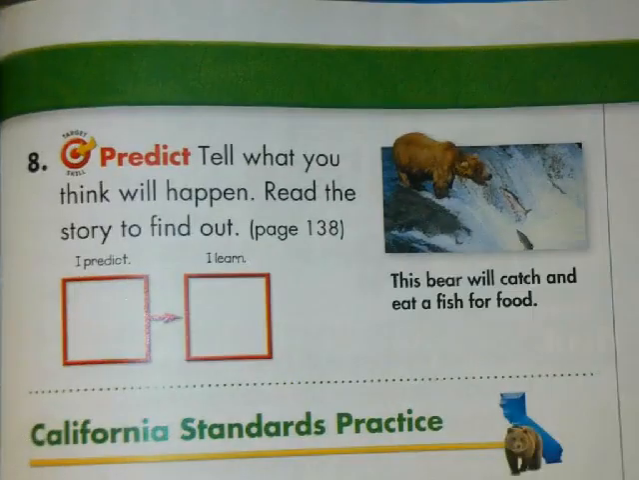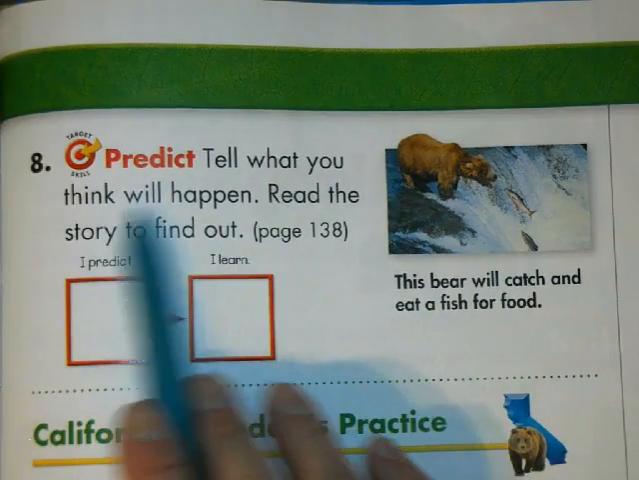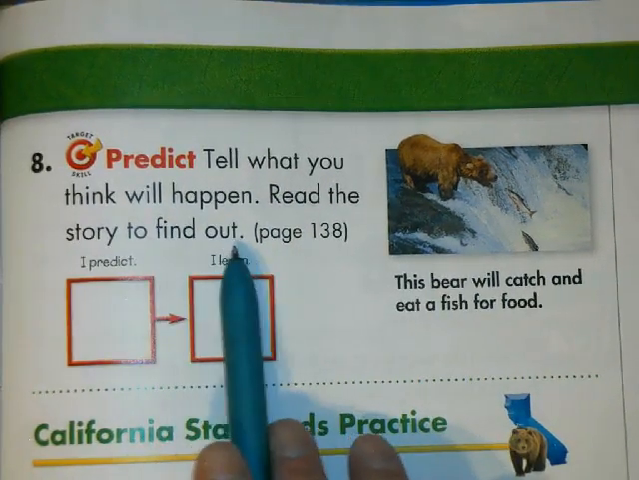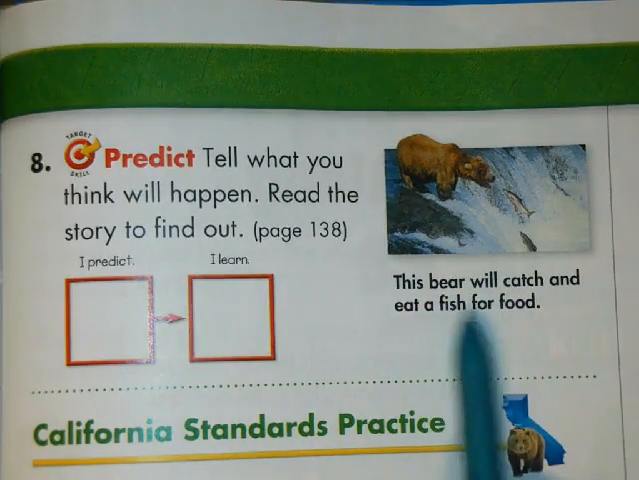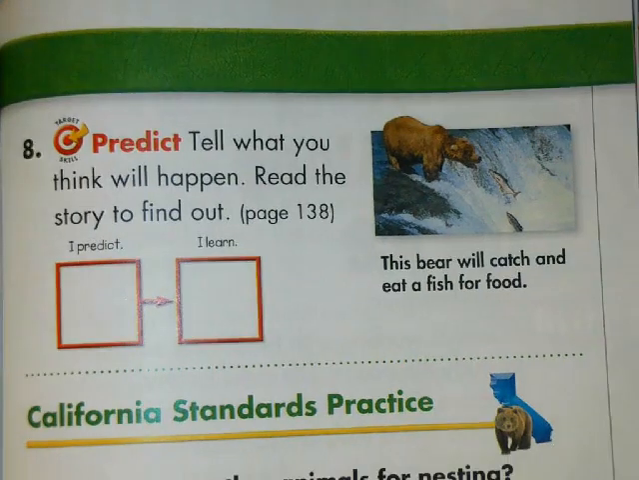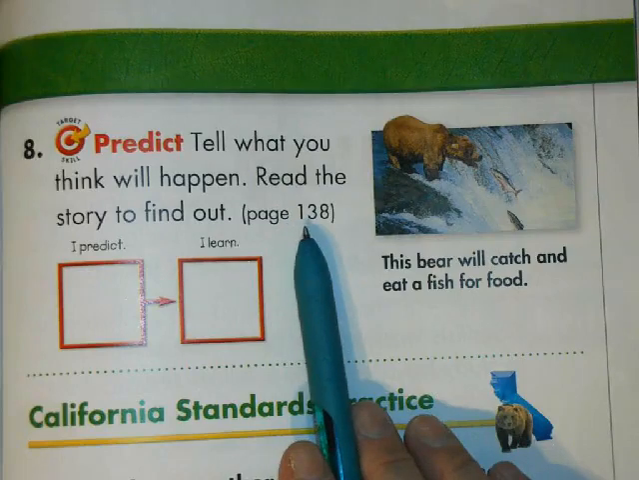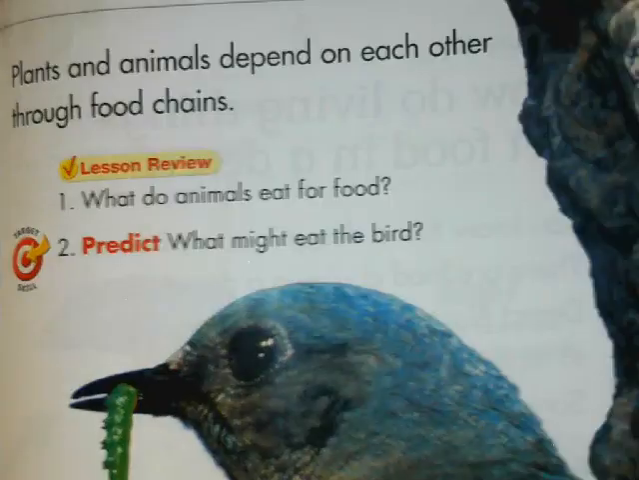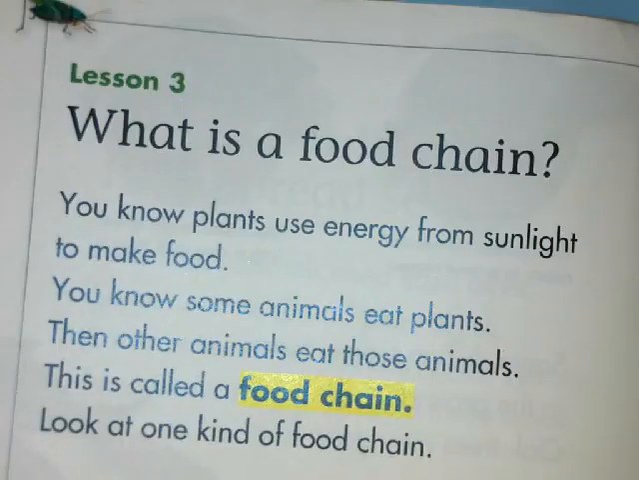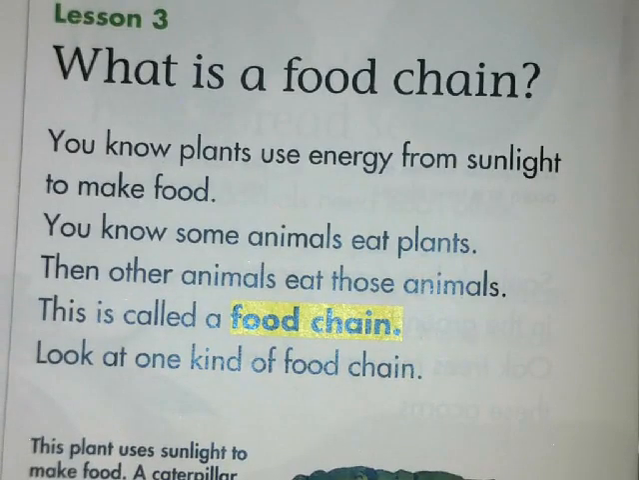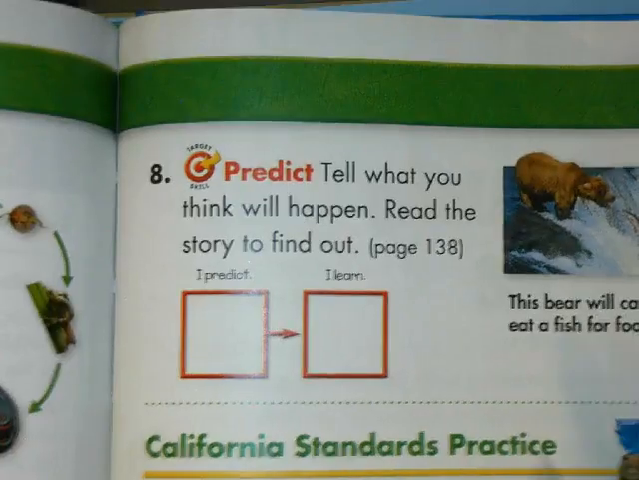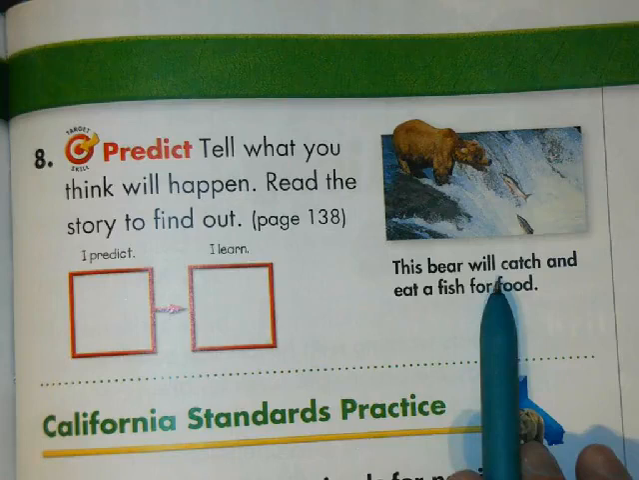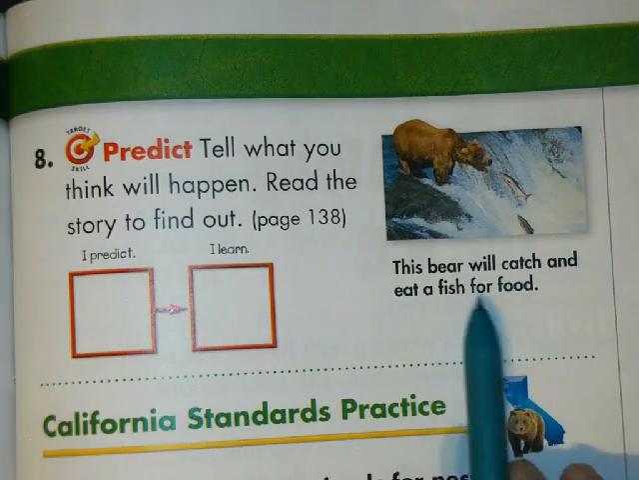Okay, so I'm going to go to number 8. It says, predict. Tell what you think will happen. Read the story to find out. Page 138. This bear will catch and eat a fish for food. So I went to look at page 138 to see what the story was. And it shows this page that we read about food chains. And over here, it already says what is going to happen. The bear will catch and eat a fish for food.